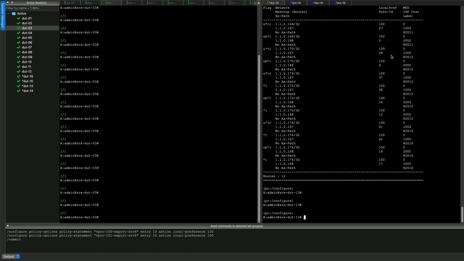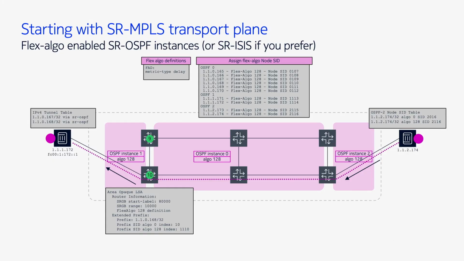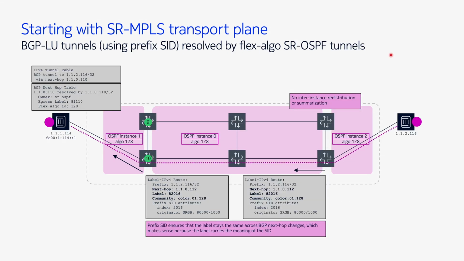Excellent. So going back to the slides, as you can see, I showed you there that we had our flex-algo enabled OSPF instance. We also have BGP-LU tunnels, as I was mentioning before. So BGP tunnels or BGP-LU tunnels with segment routing are used for inter-domain connectivity in this case. As I was showing before, we had routes being propagated with the specific attributes that we need in order to build these inter-domain LSPs.